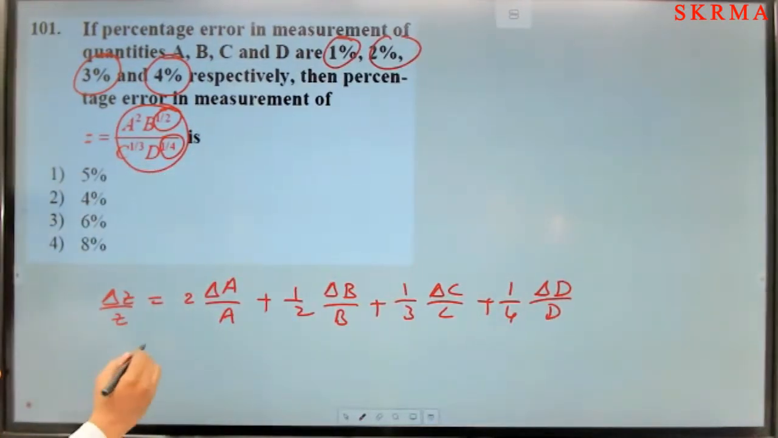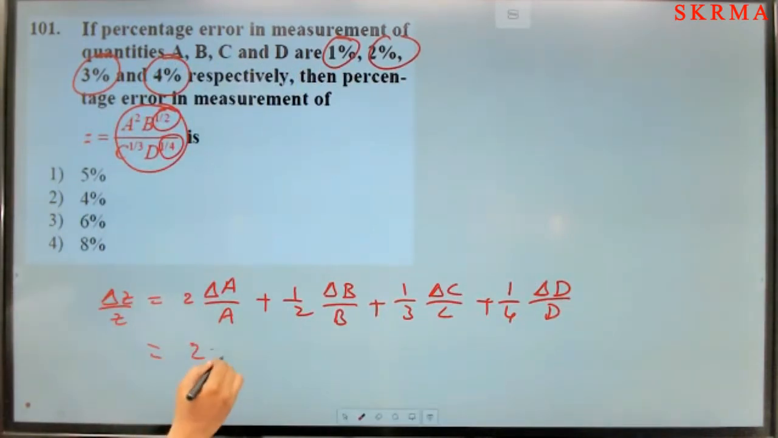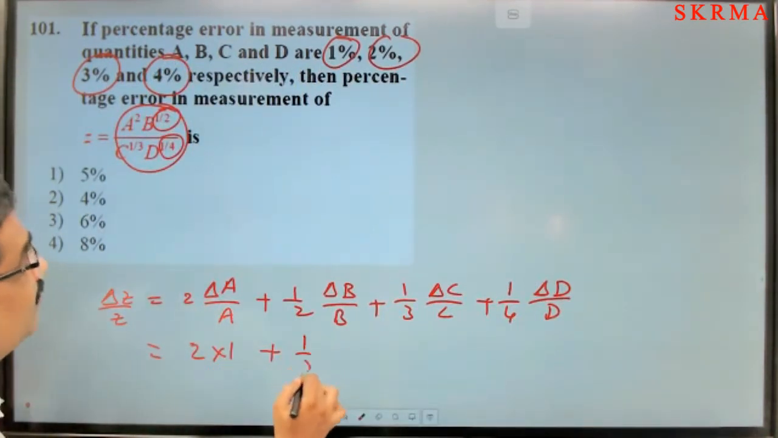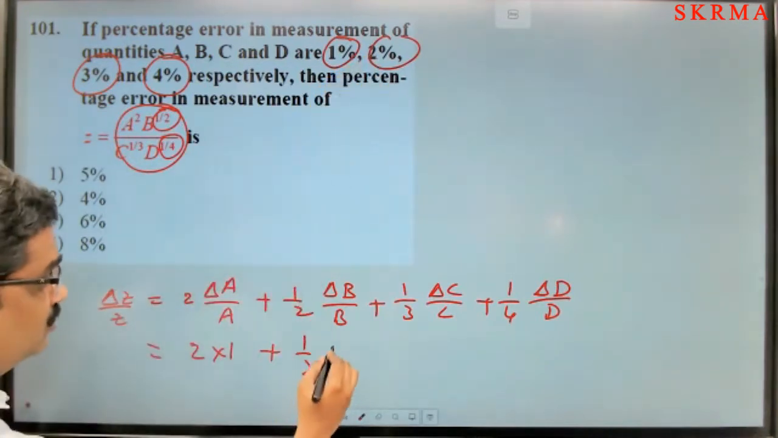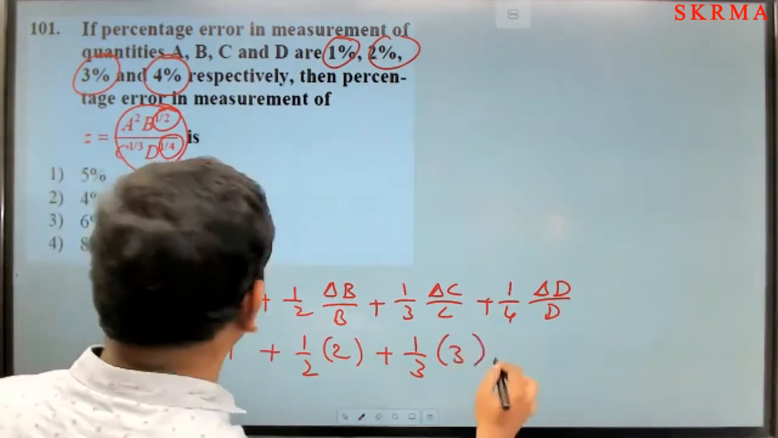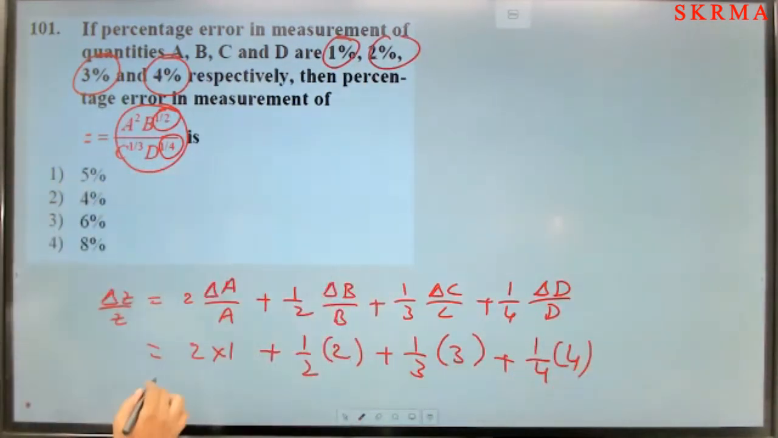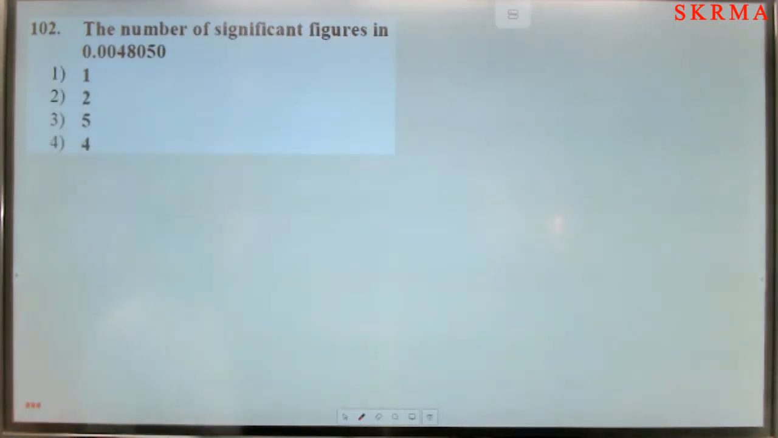Now substitute the values. Percentage change in error in A is 1, so 2 into 1, plus 1 by 2 into percentage change in B, 2. Next, percentage change in C, 3. Percentage change in D, 4. Now cancel similar terms, then you will get 2 plus 1 plus 1 plus 1. So nothing but all around 5%. Next, go to the next question.